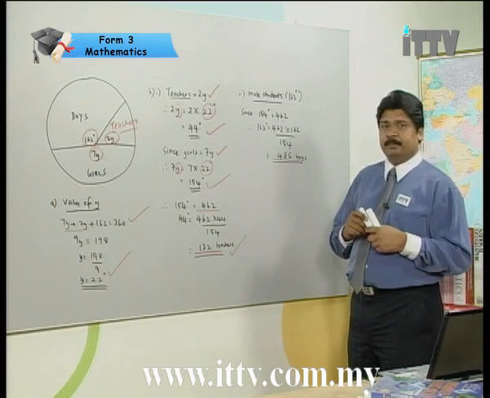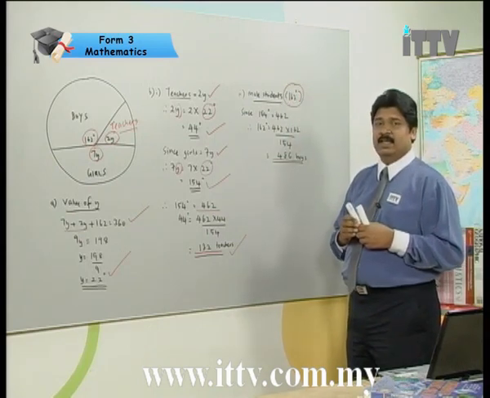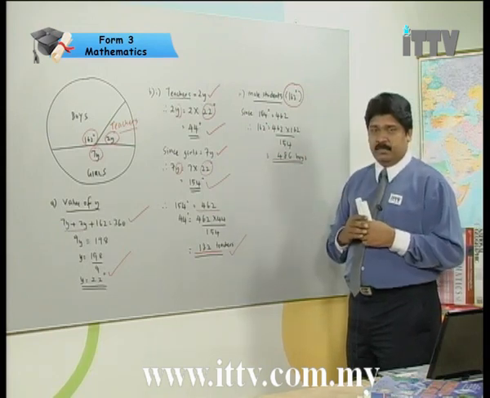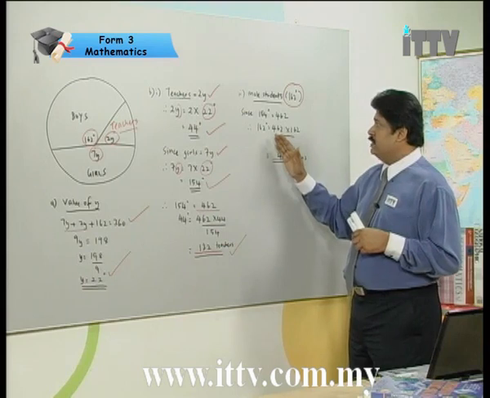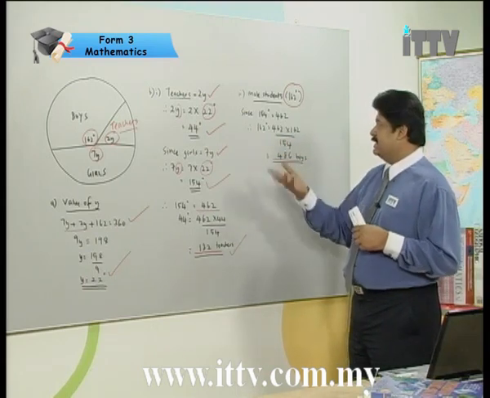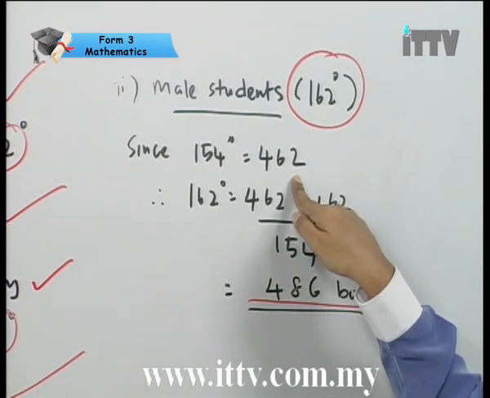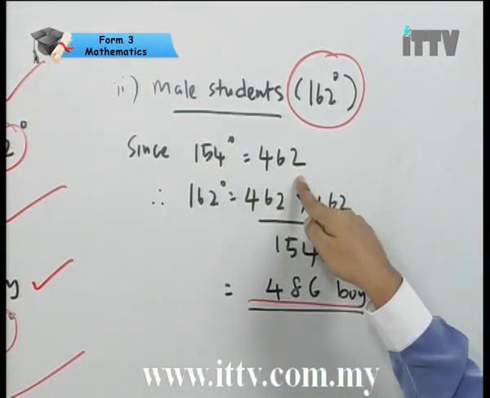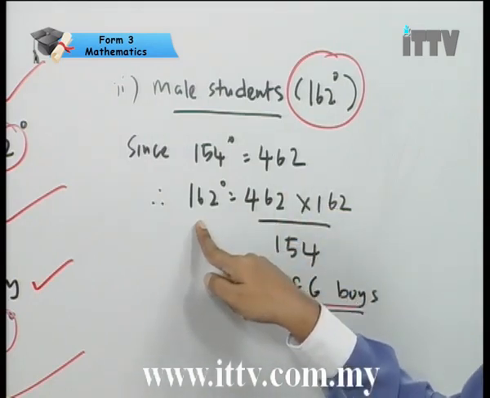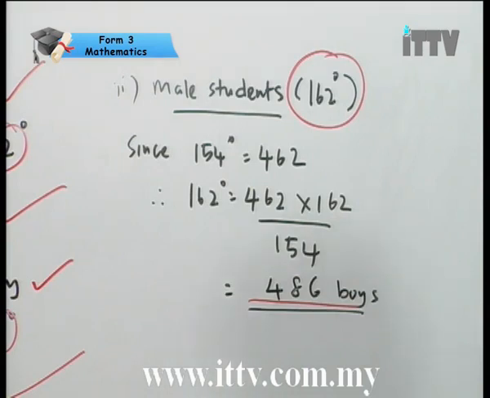Likewise, for male students, what is the information given? We are told that male represents 162 degrees. Now, angle given, question is how many male students are there? Like in part B1, part B2 is also similar. We have to make a statement. What is the statement? 154 degrees equals 462 females. Where did we get this information? From the question itself. Therefore, 162 degrees equals 462 times 162 over 154, and we should obtain 486 boys.